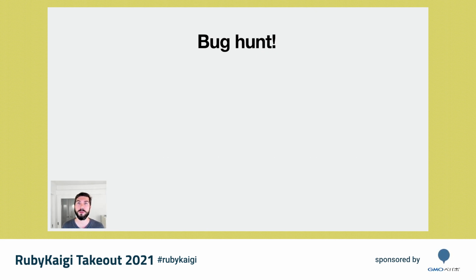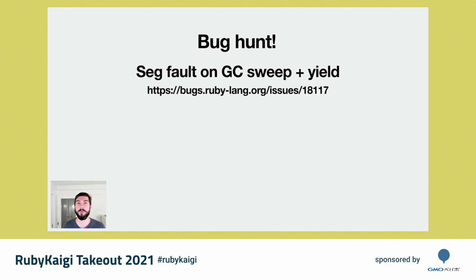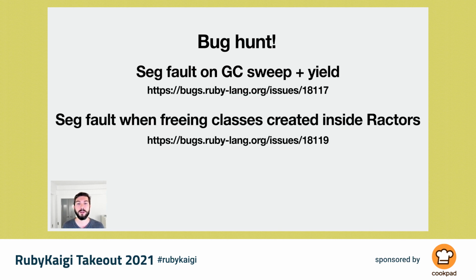As we were putting Loop to stress and really testing it out, my colleague Peter Zhu and I were able to find a few bugs in corner cases as we used the framework. So the first one we found was a segmentation fault whenever we were trying to yield values back from Ractors, exactly as the garbage collector was sweeping for freeing memory. Another one we found is that if we create anonymous classes inside Ractors using Class.new, when they're ready to be freed, we also found a few segmentation faults as the GC is sweeping those classes.